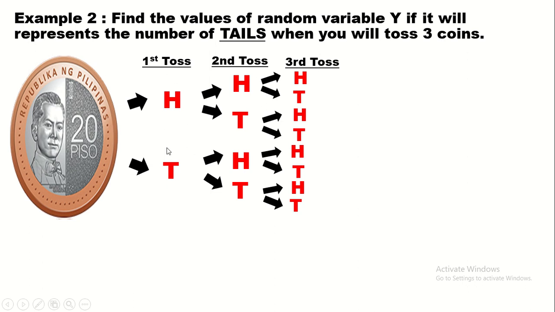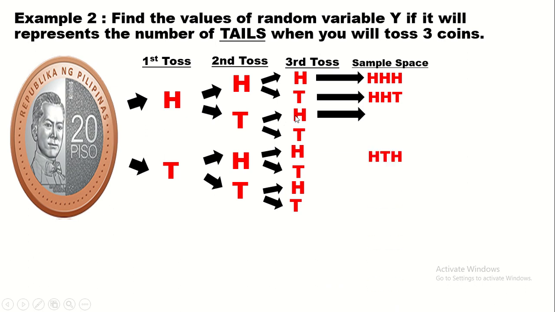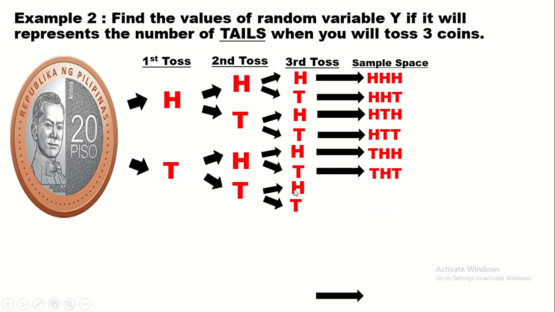Ngayon, gagawa tayo ng sample space. Okay, paano yon? Head, head, and head. So, we have head, head, head, and then head, head, and tail. So, pagsamahin natin itong tatlo na to, ito ang mangyayari. Head, tail, tail. And then, ito naman, tail, head, head. And then, tail, head, tail. Tail, tail, head. And then, tail, tail, tail. So, yun yung magiging outcomes ng sample space if we have tossing 3 coins.